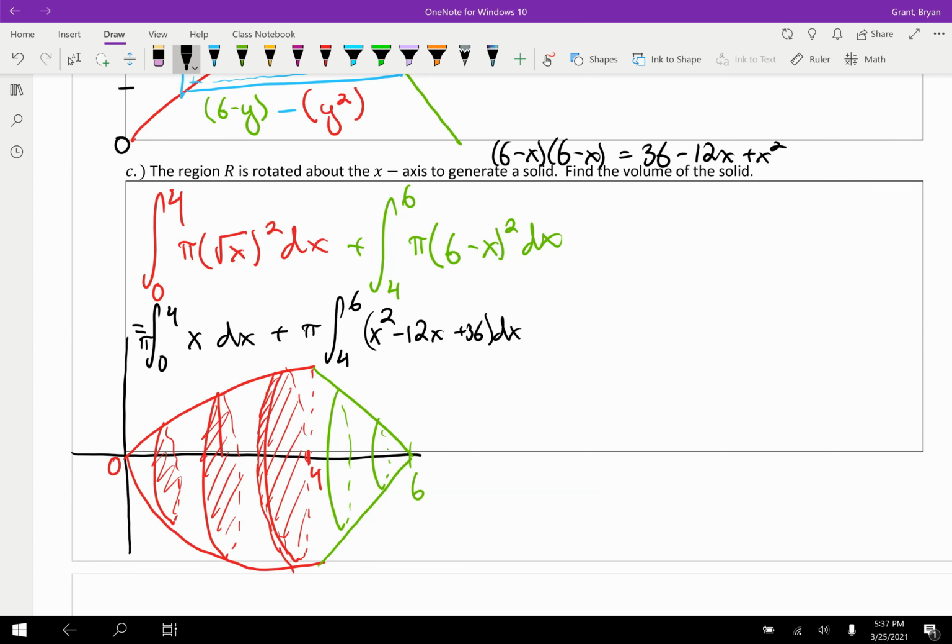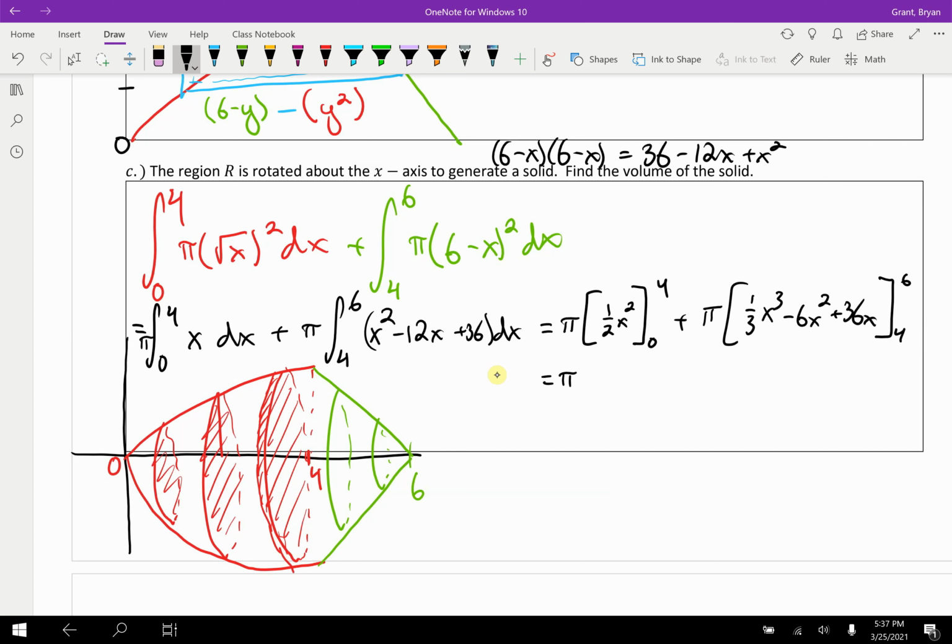dx. Let's go ahead and start doing our antiderivative. Pi times 1/2 x squared from 0 to 4. And our second one is pi times 1/3 x cubed minus 6x squared plus 36x from 4 to 6. How far am I going to go here? Not very far. Pi times 4 squared is 16. Half of 16 is 8. So, and then that's 0 plus pi, and then working this guy, we're going to be incredibly lazy here.